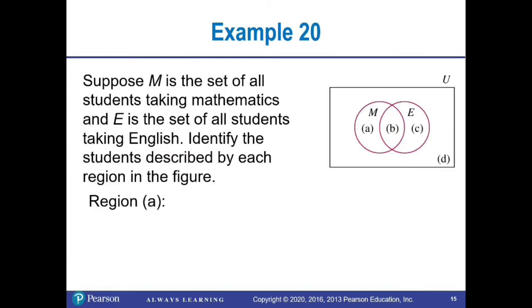Now we can use Venn diagrams as a problem-solving tool. So let's suppose that M is the set of all students taking mathematics, and E is the set of all students taking English. Let's look at this Venn diagram and describe each of the parts. Let's start with region A. Well, region A is in the M, but it doesn't cover where M and E overlap. So this would be the elements that are in M, but not in E. This is our set difference of M and E.